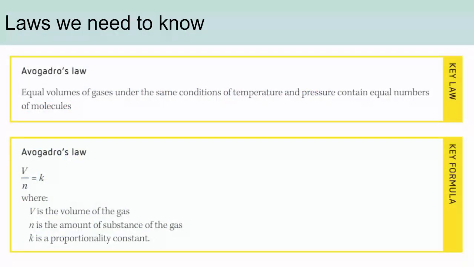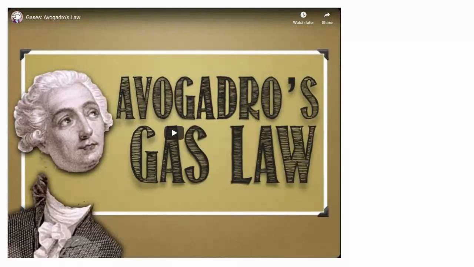The next law we need to know is Avogadro's law, and it's that equal volumes of gases under the same conditions of temperature and pressure contain equal numbers of molecules. We can see here that V over n equals k, where k is a proportionality constant, V is the volume of gas, and n is the amount of substance of the gas. And again, we're going to be looking at this YouTube video to look at Avogadro's law in more detail.